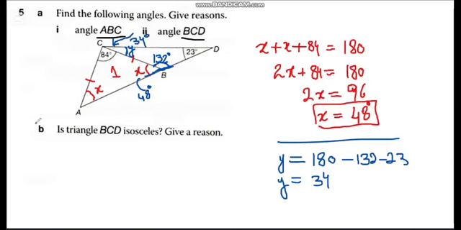And they are asking in B part, is the triangle BCD an isosceles triangle? No, because its base angles are not the same. One is 23 and the other one is 34. So if the two angles were the same, then we could say the triangle is an isosceles triangle.